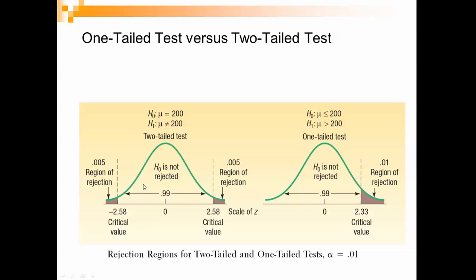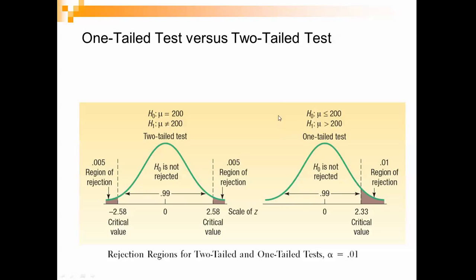Again, the same thing though, 99% is not rejected. 99% of the distribution is not rejected. Depending on whether it's a 1-tailed or 2-tailed is whether or not you're going to have multiple regions of rejection or just one. And this could have also been over here instead.